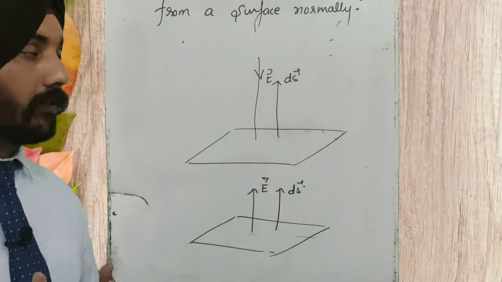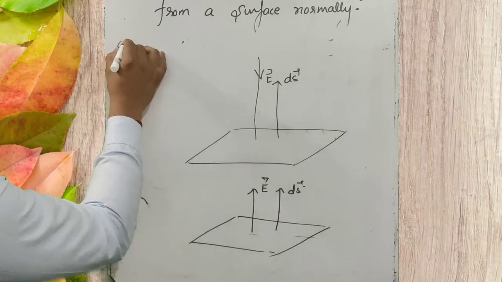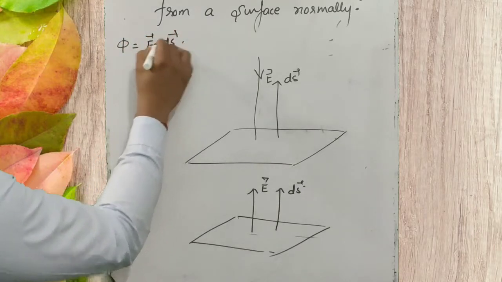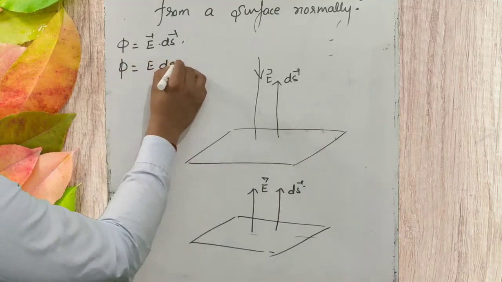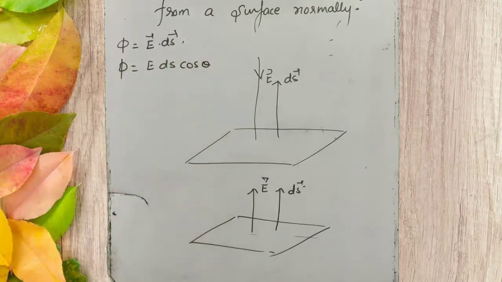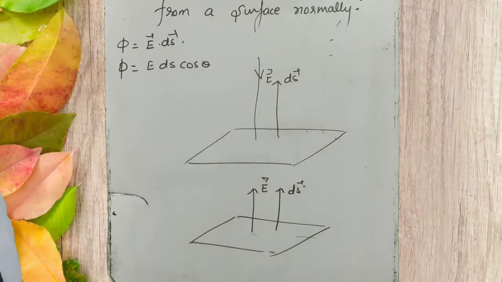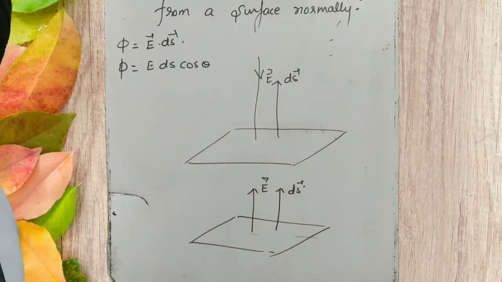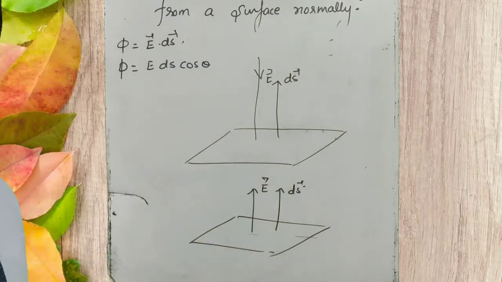There are two kinds of situations we have. We have already written that electric flux can be written as E dot ds, or we can write it as E ds cos theta. This is the expression for electric flux. Now two situations are arising here: one, electric field is entering the surface, and another, electric field is leaving the surface.